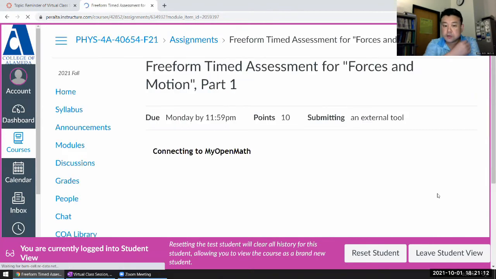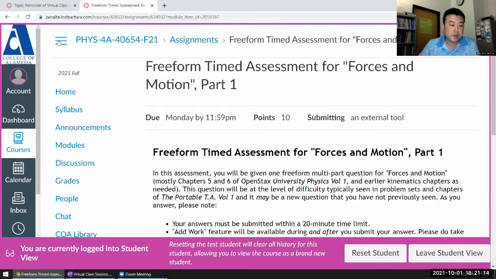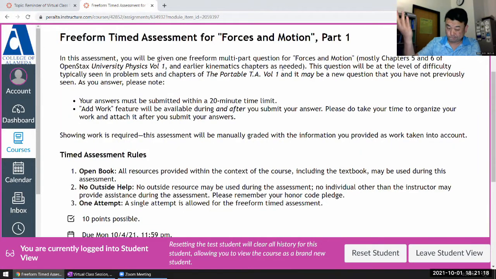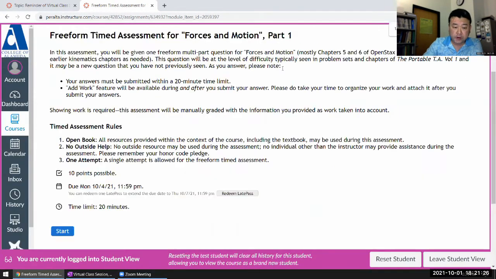That's probably enough to do the 2 freeform questions with the time limit and everything. So let me do that. I've done a version of this for the motion freeform timed assessment. Let me do that now for the forces and motion timed assessment.